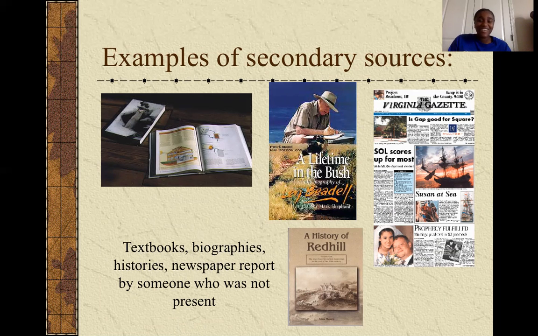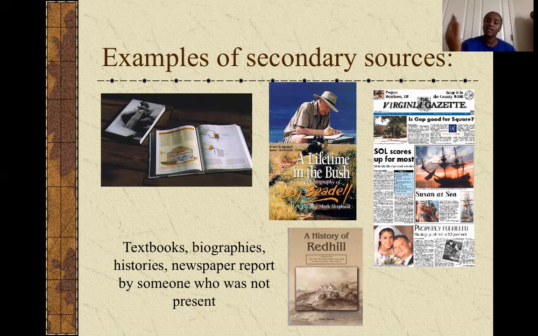But here are some examples of secondary sources. There are a lot of secondary sources. We have textbooks. Textbooks are a really solid secondary source because the creator of the textbook didn't live in the 1800s. They didn't live in the 1600s. They didn't live back then. So they have to use research. They have to use primary sources to put all of that stuff together into a textbook.